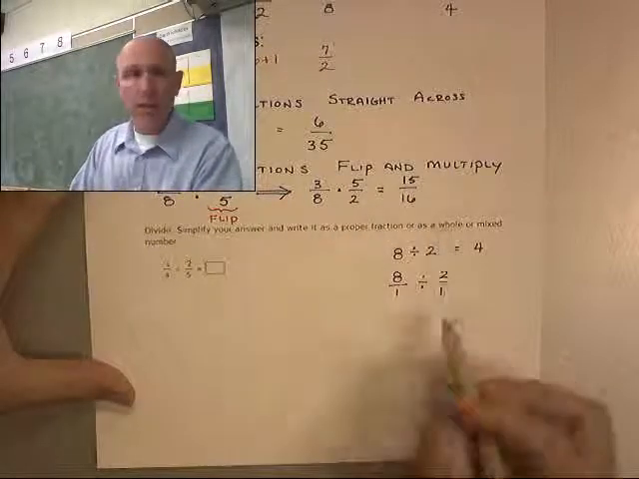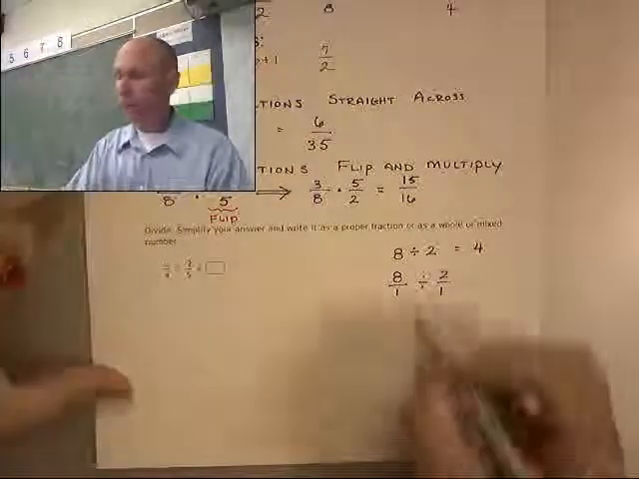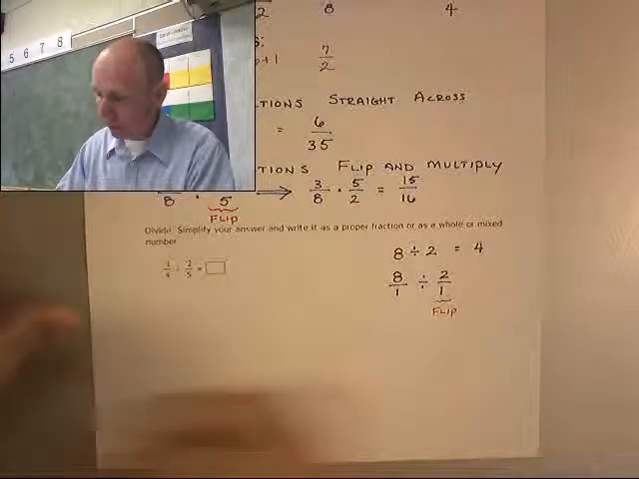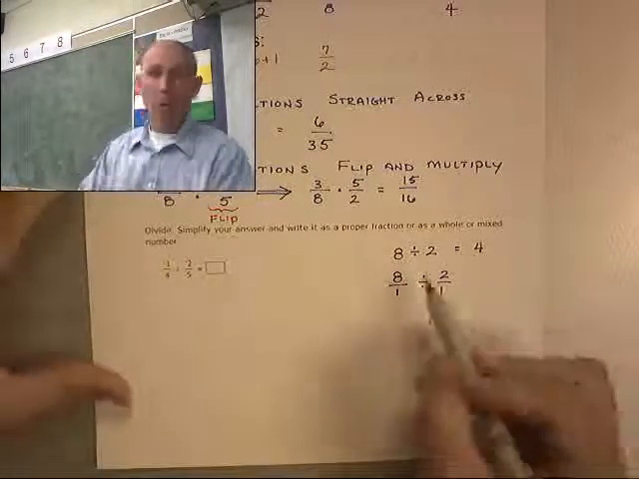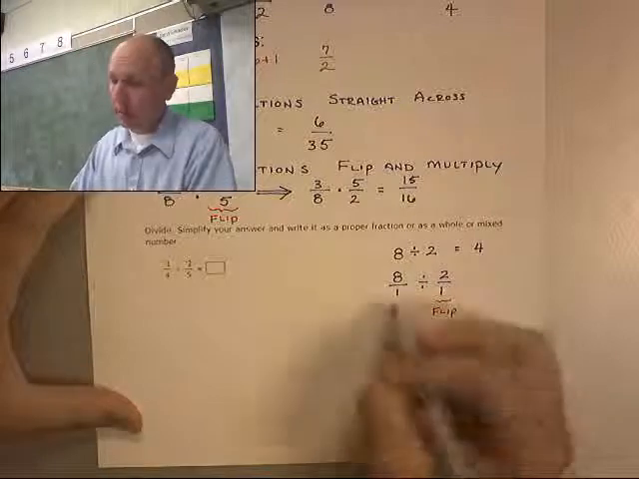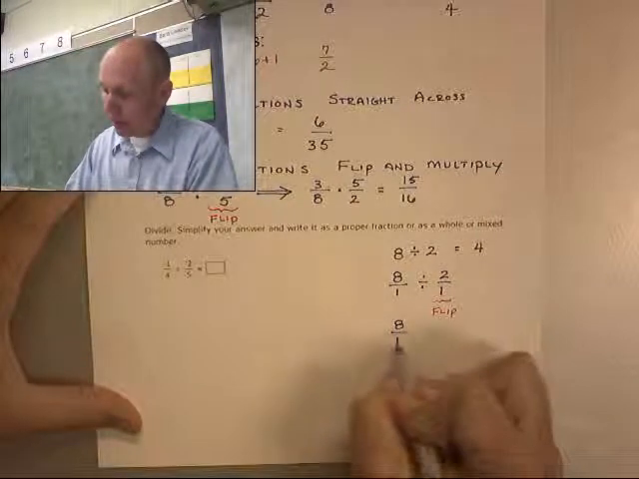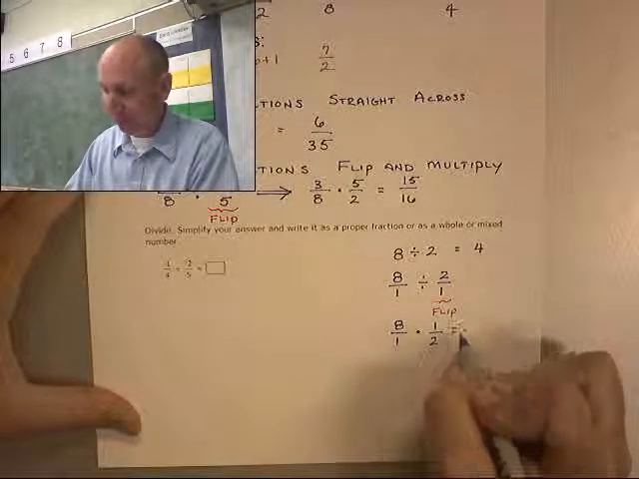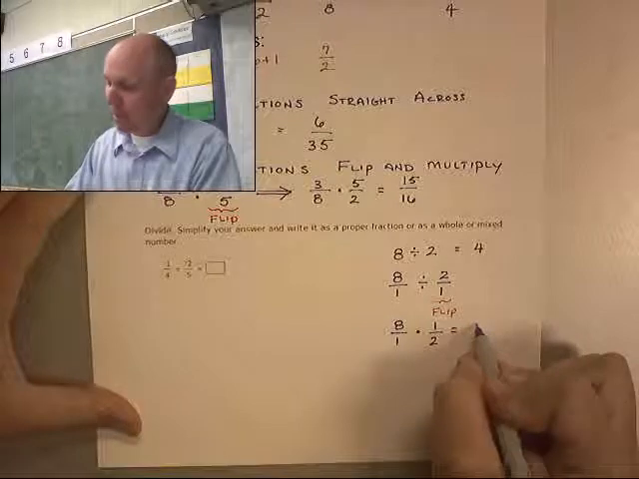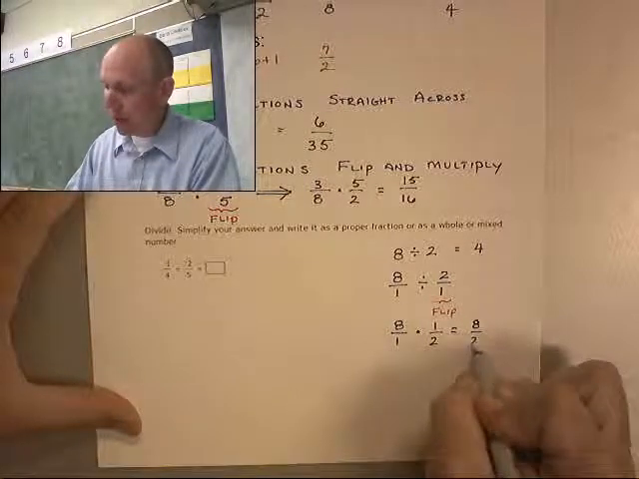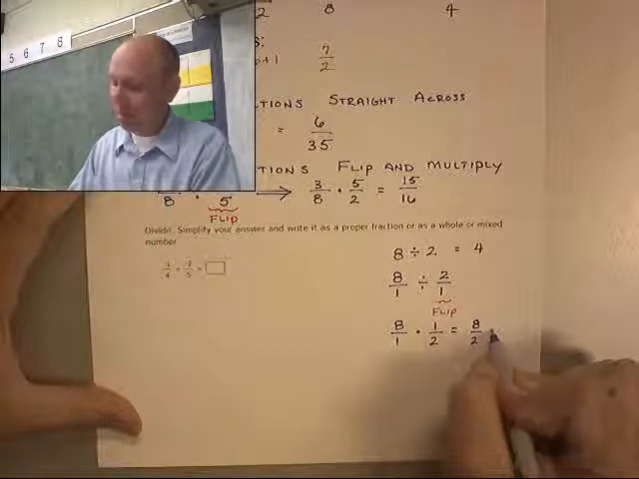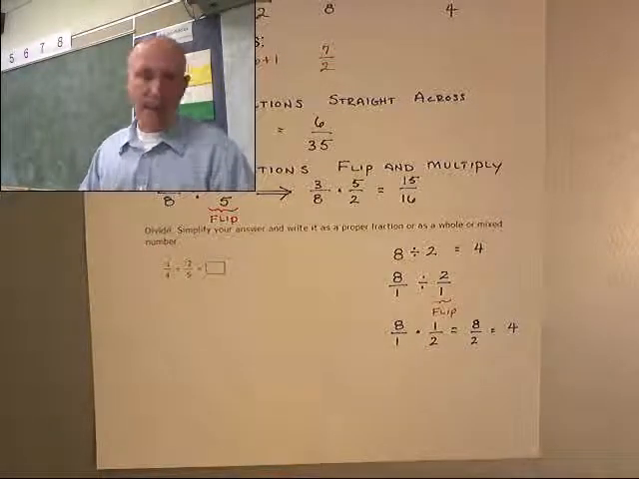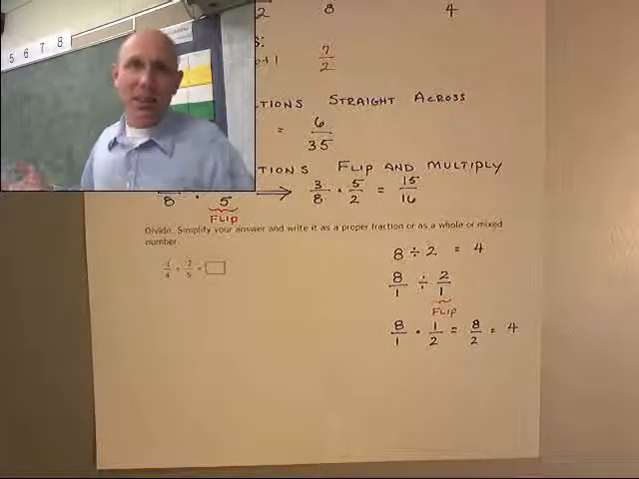Well, using my rule of flip and multiply, I would take the second fraction and flip it. Remember, I haven't done anything to this. This is the same problem. It's still 8 divided by 2. So I have 8 over 1 times 1 over 2. And what does that become? That becomes 8 over 2, which is a division problem, which is 4. So it really does work. But in my head, I just think about flip and multiply.